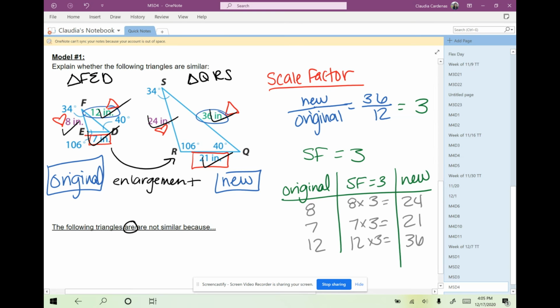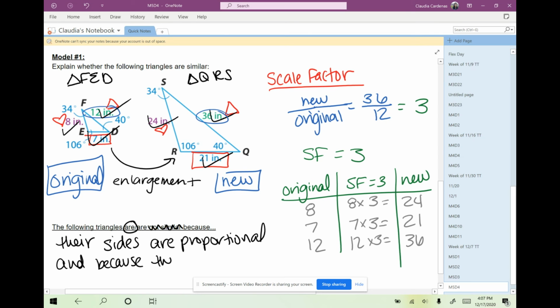The following triangles are similar because their sides are proportional. Or we can say they have, and because they have a scale factor of 3. That also shows that they are proportional because every single side is multiplied by 3 to get the new side.